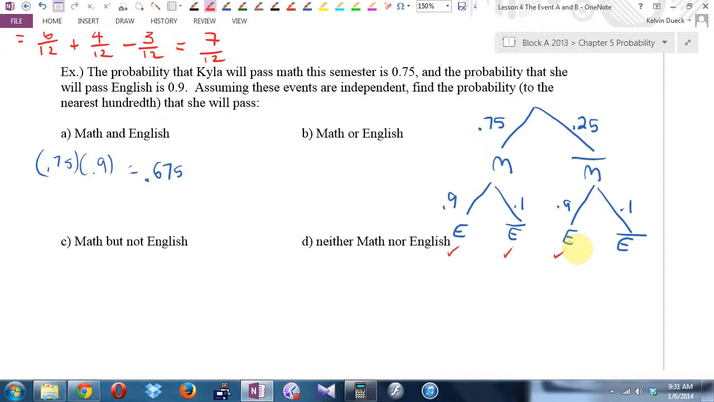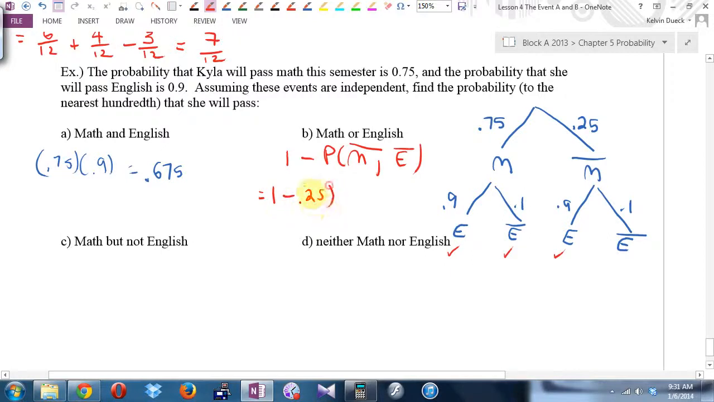Okay, I'm going to go like this. It's going to be 1 minus the probability of no, because won't that give me what's left? And that's a little less work. It's going to be 1 minus 0.25 times 0.1. What's the probability that she passes at least one subject? Because that's what really that means. 0.975?